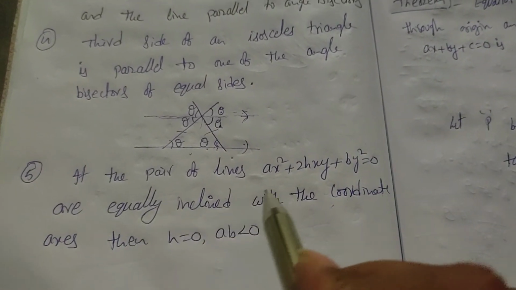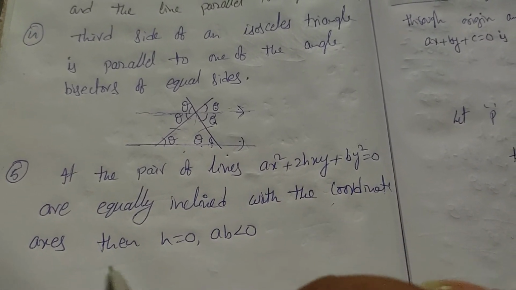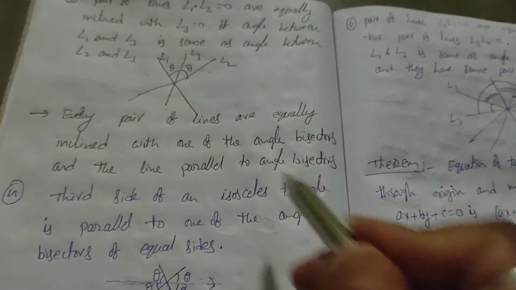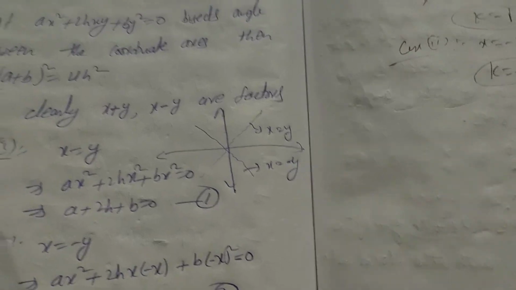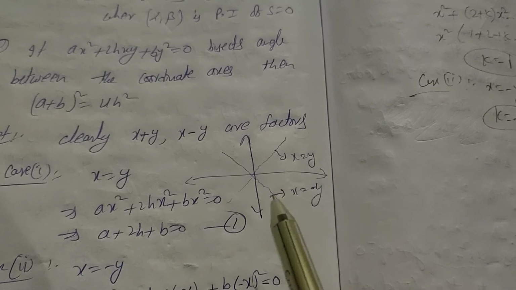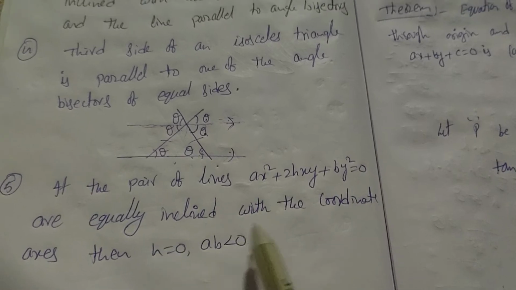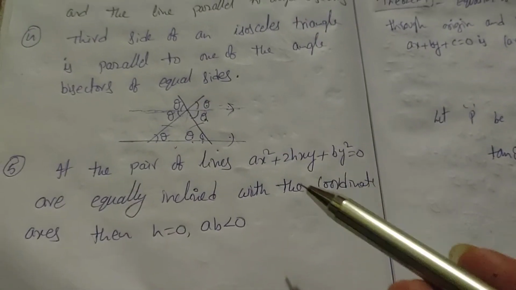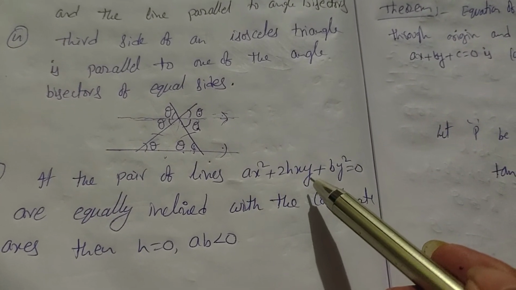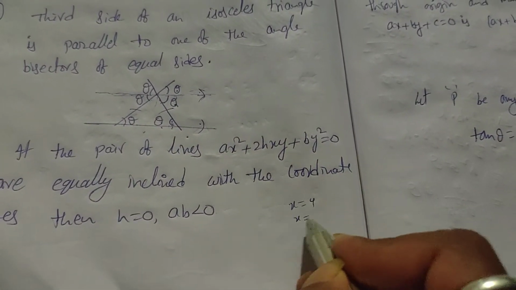Next one. If the pair of lines ax square plus 2hxy plus by square equal to 0 are equally inclined with the coordinate axes, then h is equal to 0 and ab less than 0. Already I discussed this. Here we can see x is equal to y and x is equal to minus y are the angular bisectors of the coordinate axes. What they given here, if the pair of lines is equally inclined to the coordinate axes, it means the pair of lines are angular bisectors of the coordinate axes. So one is x is equal to y, another one is x is equal to minus y.